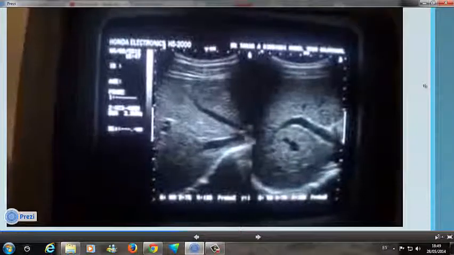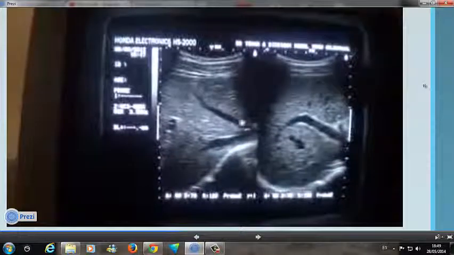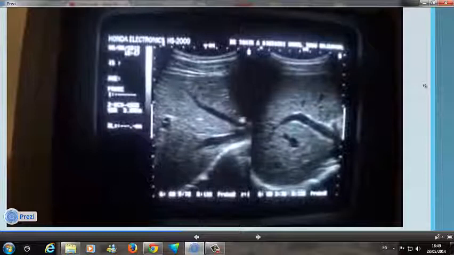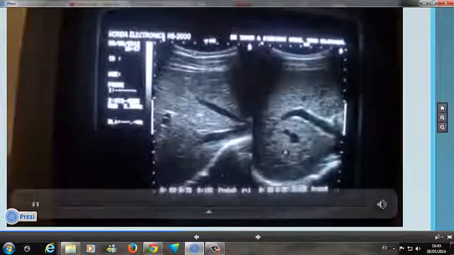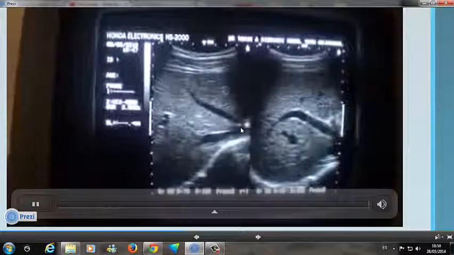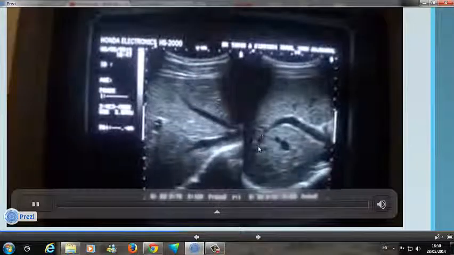And in coarse echogenic livers, in cirrhotic livers, you will see that the outer margins of the vessels will be blurred. They will not be sharp. So from these small points, we get the pathology.